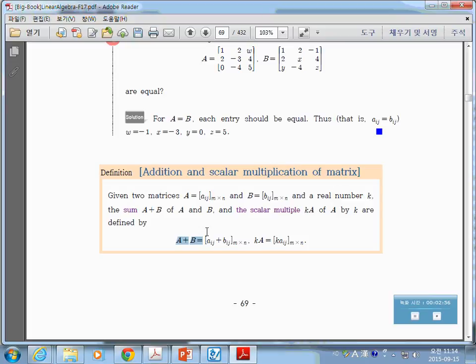Now, addition and scalar multiplication of matrices. The addition of these two matrices is just this: the ij entry of A plus B consists of the addition of the ij entry of A and the ij entry of B. The size of this matrix is the same as the size of matrices A and B. These should be the same size, m by n and m by n. And kA is defined such that each component is k times A_ij, which is the ij entry of the matrix A.